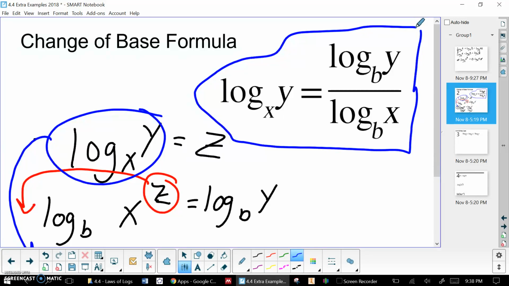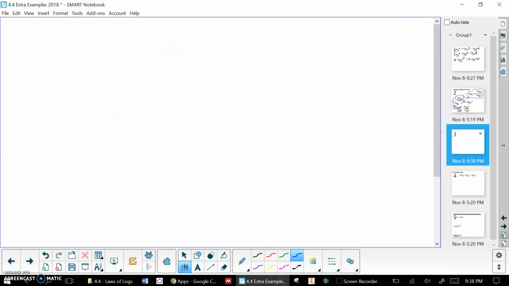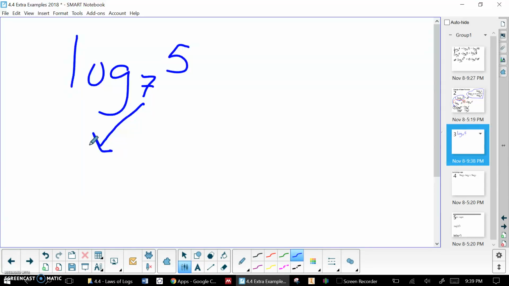Now let's just take a quick look at why we might want to use that. So let's just say I have something like log base 7 of 5. That's not something we can deal with. Most of your calculators don't have a log base 7, and it's not going to be a nice logarithm to come up with without a calculator. And so the reason we're going to change this is our change of base formula allows us to change this into one of two bases. We can either change it into a common logarithm, which is base 10, or we can change it into a natural logarithm.